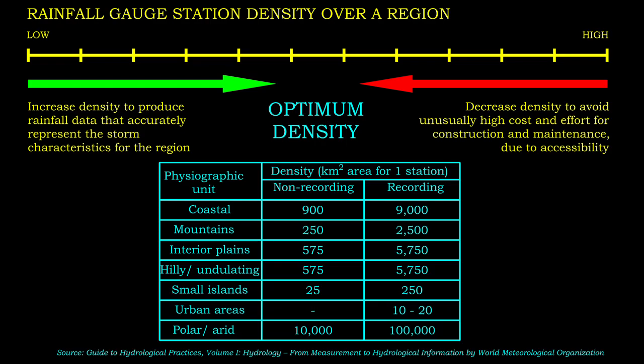However, the number of stations we want to provide is sometimes limited due to various reasons, such as accessibility and maintenance costs. Hence, we are required to determine the optimum density of rainfall gauge stations, reducing the cost and effort for the maintenance while producing reliable rainfall data.